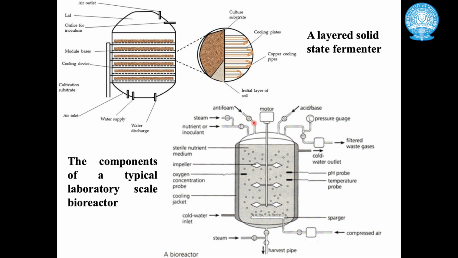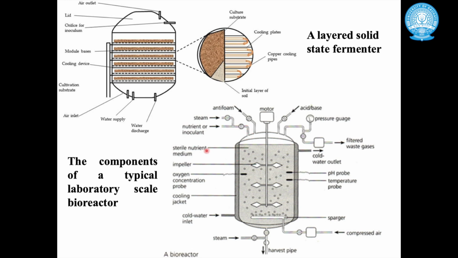Let me tell you that during the fermentation process, carbon dioxide is produced, and that basically produces a lot of foam. And that is not good for the healthy growth of the microorganism. Too much foam will reduce the growth efficiency, and therefore you sometimes need to add an anti-foaming reagent. There is the steam, and the nutrient and or the inoculum is inoculated through this port.